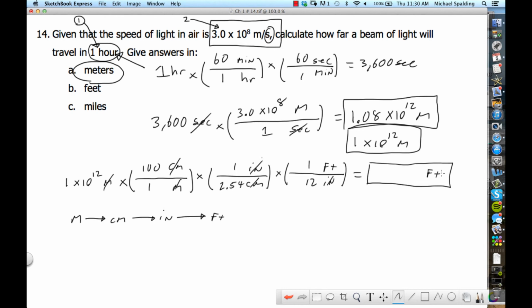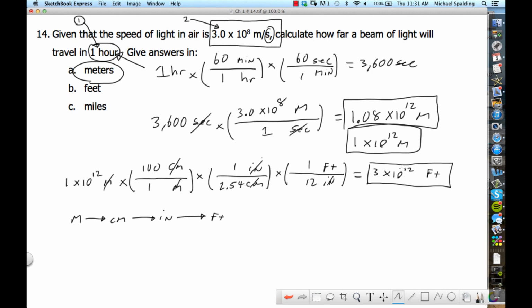Who has that answer? Nathan. Is it 4 times 10 to the 13th feet? Is that right? Yes, because you round it to 1 sig fig. So to 1 sig fig, that would be 4 times 10 to the 13th. 10 to the 12th? 3 times 10 to the 12th? I should have my calculator. I don't have it.